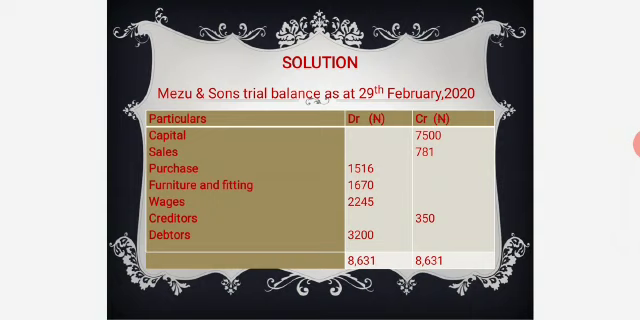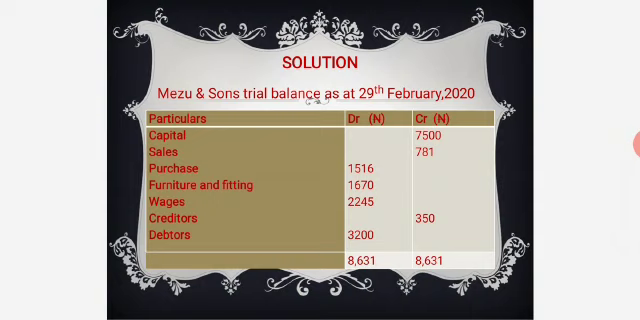the ones that are income or gain, and the ones that are expenses, he or she will be able to know which to debit and which to credit. And if a child correctly does that, then the balance of the credit side of the trial balance must be equal to the balance of the debit side. As we can see here, the capital was debited 7,500, sale 781 naira, credited rather.